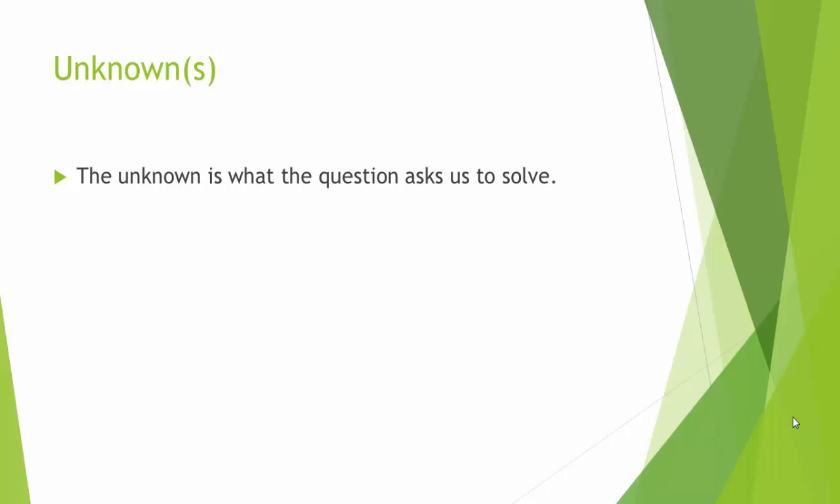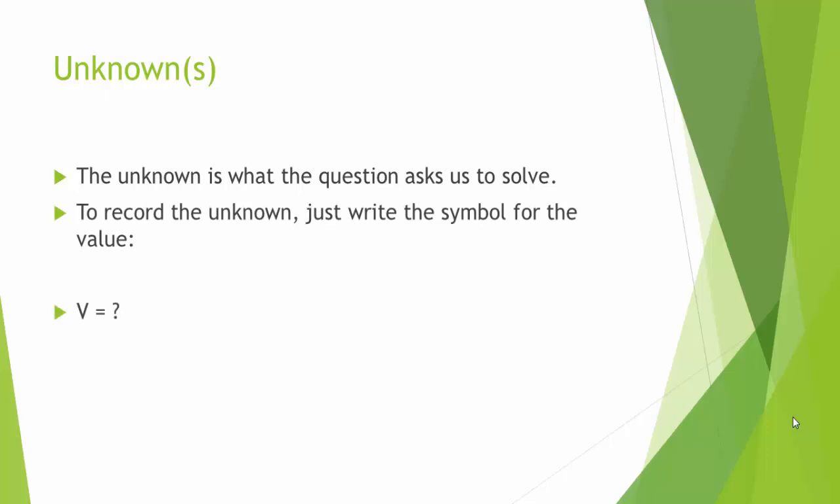Now the unknown, we have to identify this from the question. It'll be usually right after the phrase "what is" or "calculate the." So the unknown is what the question asked us to solve. All we have to do is read the question, assign a letter to it, and record it, just like this. So if the question had asked us for potential, it would be V equals question mark.